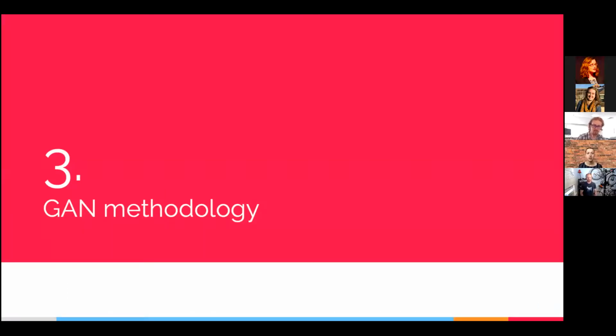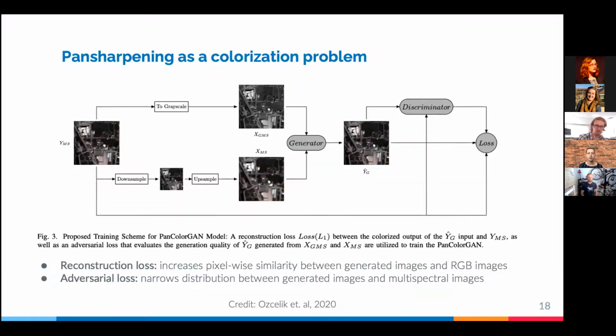Okay, so next I'm going to talk about the GAN methodology. So the first GAN framework that I looked at was PanColorGAN, and it treats pan sharpening as a colorization problem rather than traditional pan sharpening methods that aim specifically just to generate a high resolution version of a lower resolution multispectral image. So one motivation for this change is that using a GAN-based colorization approach helps to avoid spatial detail loss and blurring that can occur with traditional pan sharpening algorithms.